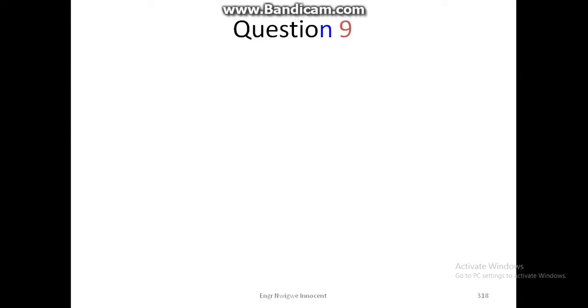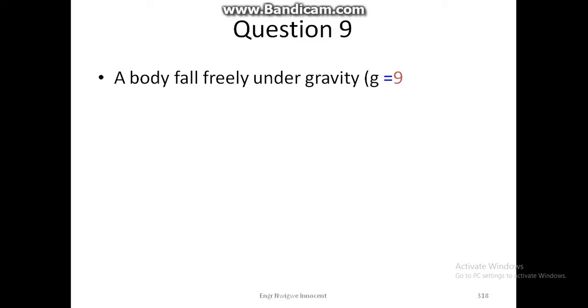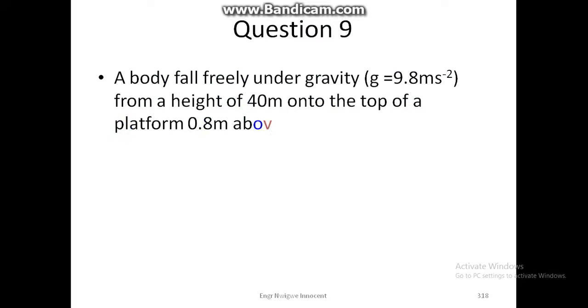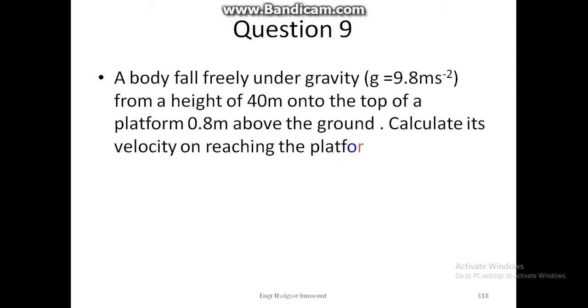Question 9. A body falls freely under gravity, g equal to 9.8 meters per second squared, from a height of 40 meters on the top of a platform 0.8 meter above the ground. Calculate its velocity on reaching the platform.